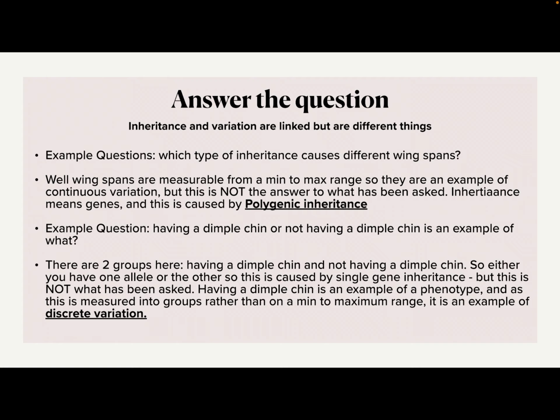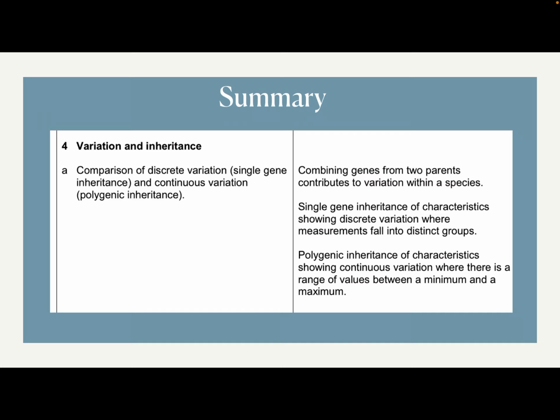So just be careful what's being asked in a question. Make sure you know which ones pair together, but make sure if you're talking about what's been inherited, and that's the types of genes, the number of genes involved, or variation, which is about the physical appearances.